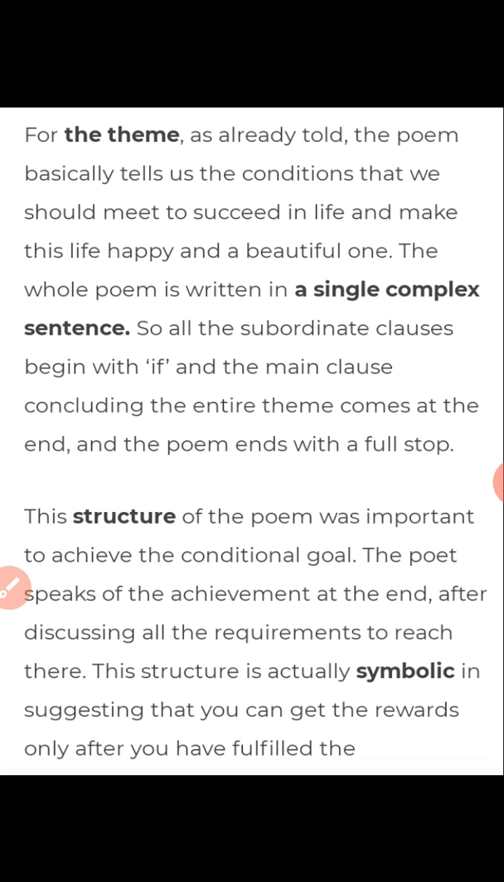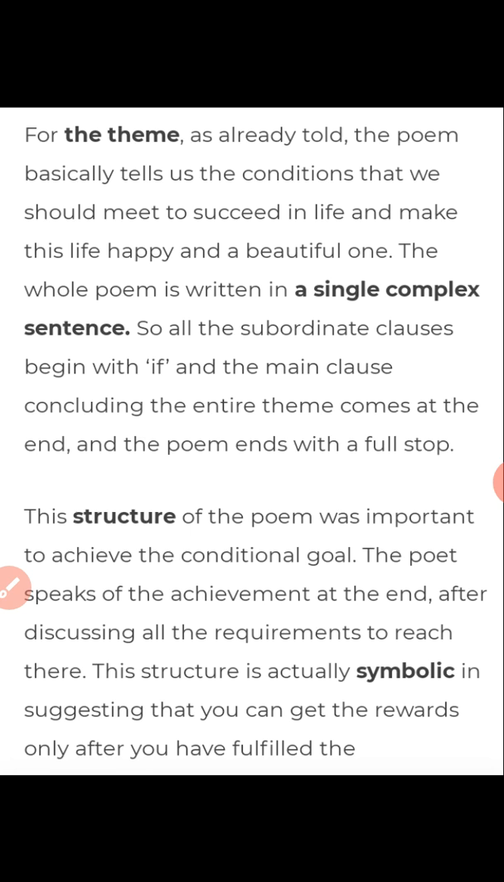The whole poem is written in a single complex sentence. So all the subordinate clauses begin with if, and the main clause concluding the entire theme comes at the end. The poem ends with a full stop. Now, this structure of the poem was important to achieve the conditional goal. The poet speaks of the achievement at the end after discussing all the requirements to reach there.